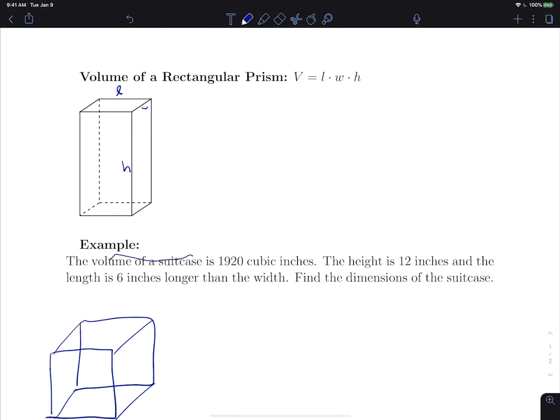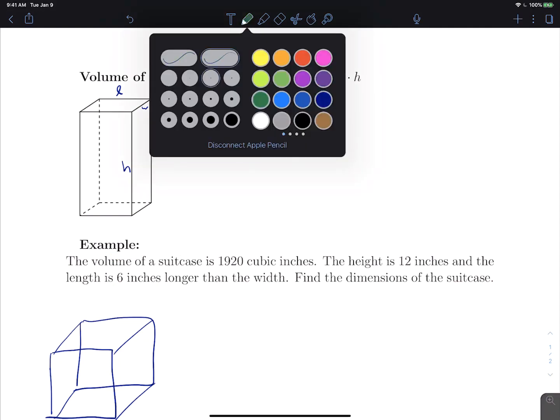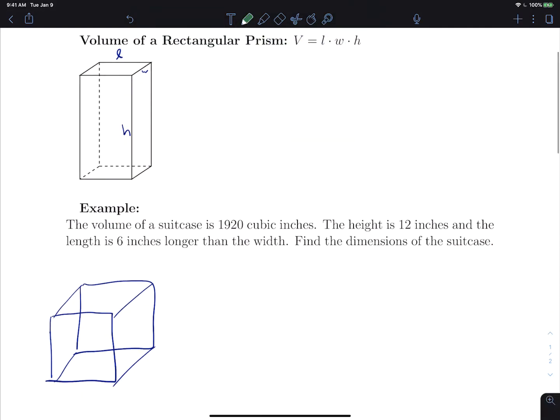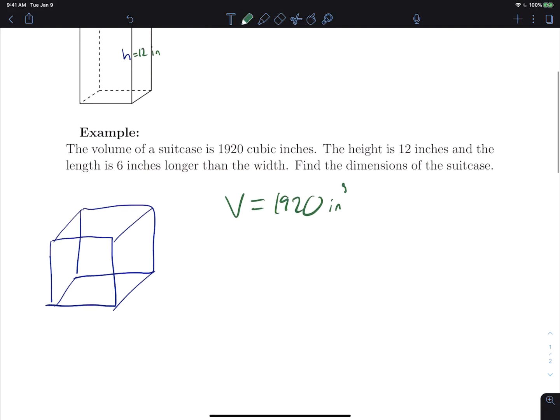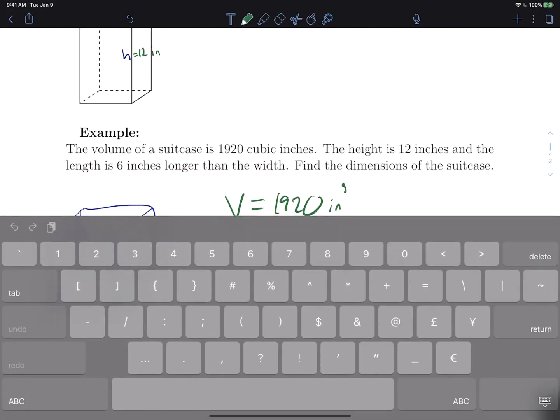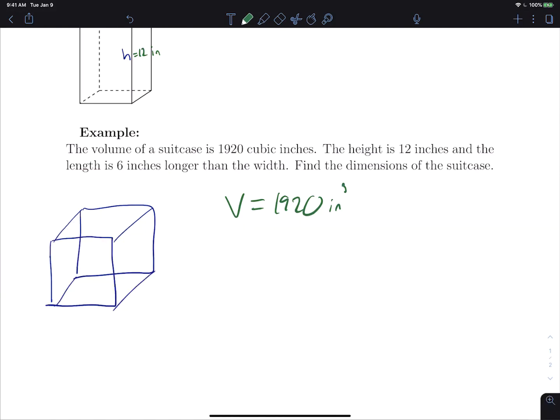The volume of the suitcase is 1920 cubic inches. So I'm going to say down here that the volume equals 1920. Awesome. The height is 12 inches, which tells me that the height is 12 inches. Awesome. And the length is 6 inches longer than the width. But notice that we want to find the full dimensions of the suitcase.